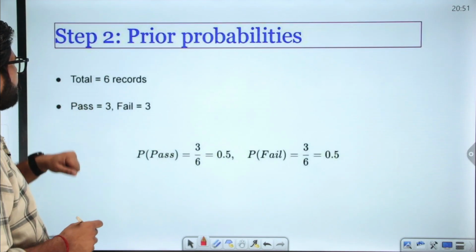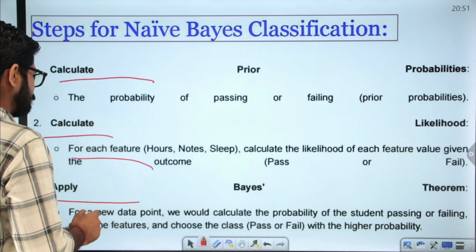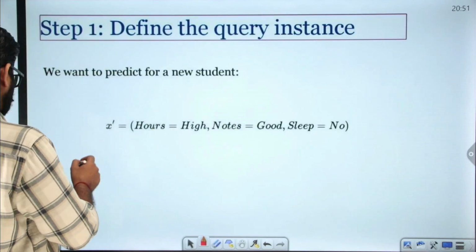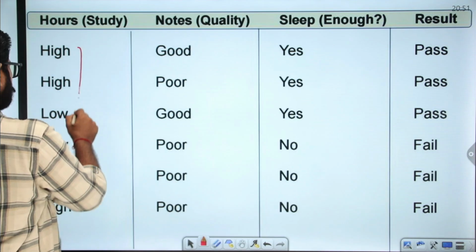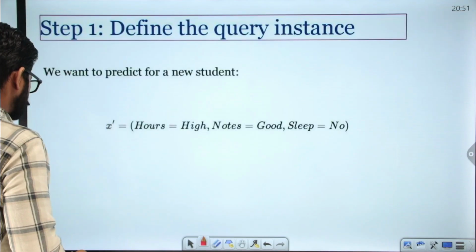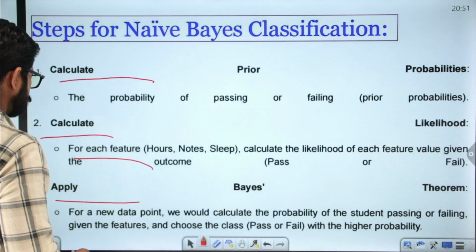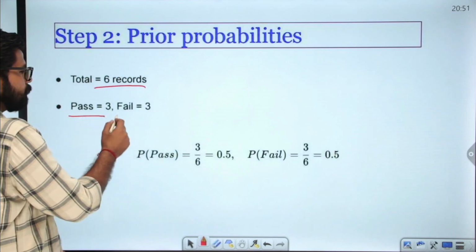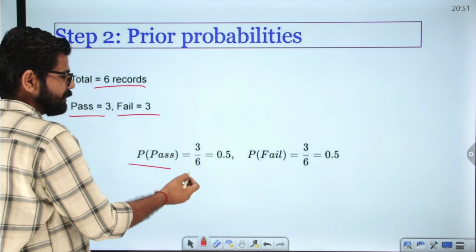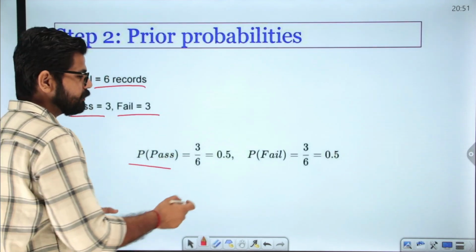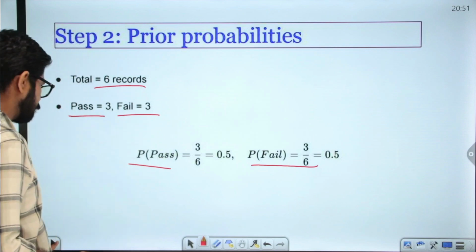So the total records are 6 as you see in the data set: 1, 2, 3, 4, 5, 6. Pass are 3 and fail are 3. So the pass probability, that is the prior probability, you can calculate first, then the fail probability you calculate next.